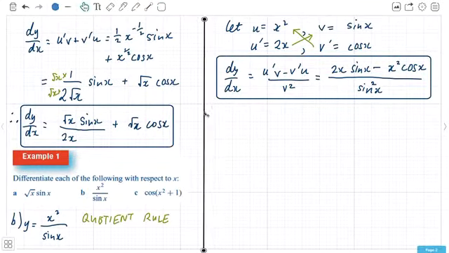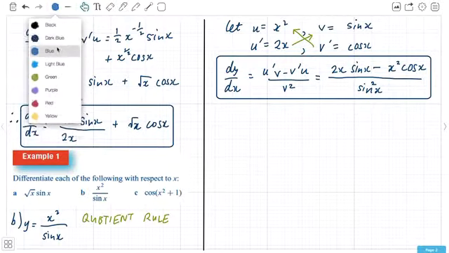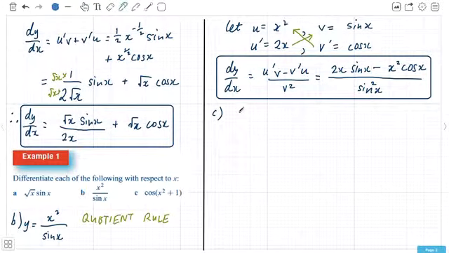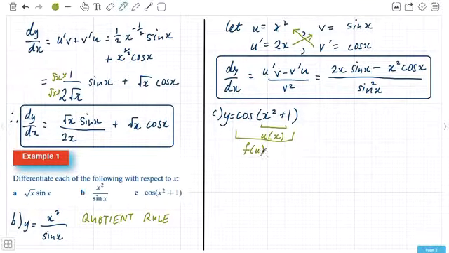Okay, the last one that we've got here is part C. So we've got y equals cos of x squared plus 1. Now you can see here that you've got a function inside here, u, which is a function of x, and then we also have this part here, which is really a function of u. If u is the part inside the bracket, this cos is really a function of u. Whenever you have a function inside another function, this is where we use the chain rule.